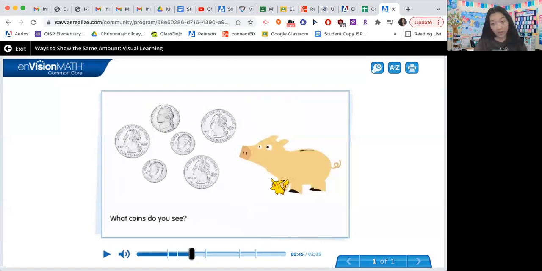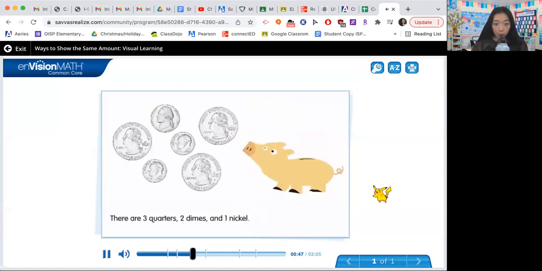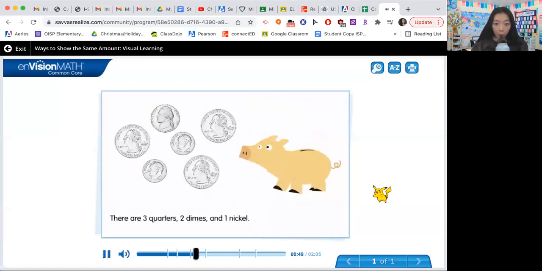What coins do you see, guys? You guys can unmute. What are some coins you see in this picture? Dime, quarter, okay. You said I heard dime and I heard quarter. We're missing one. A nickel. Very good. There are 3 quarters, 2 dimes, and 1 nickel.